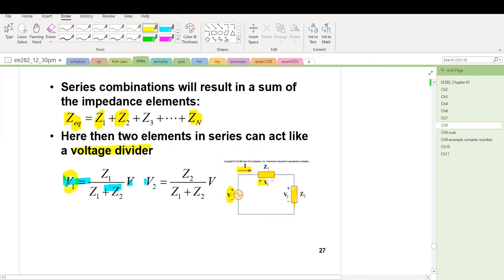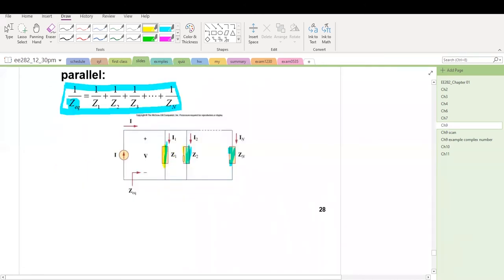So V1 equals Z1 divided by Z1 plus Z2, multiplied by V. Note that all of these calculations are carried out in the phasor domain. Everything is complex. If the devices follow this connection, we can see they are connected in parallel. The equivalent impedance follows this relationship.